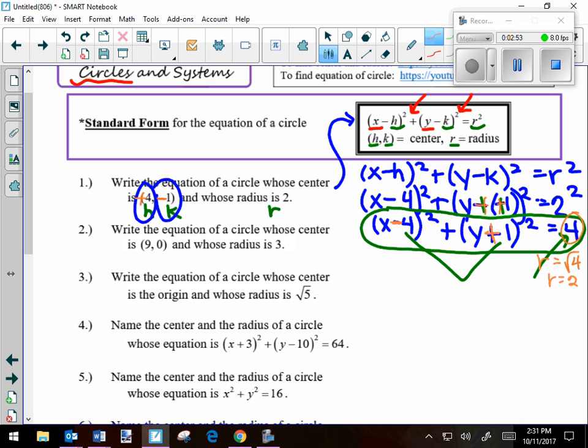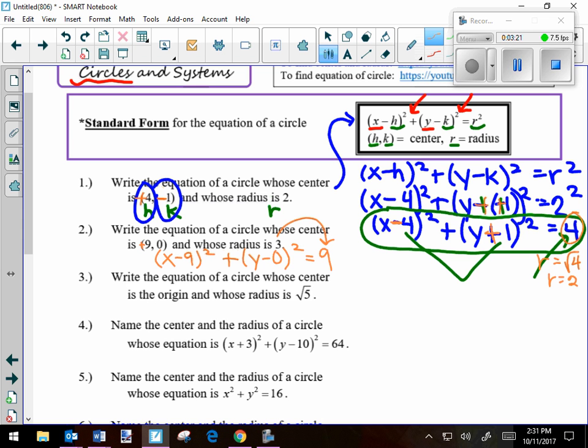So this pattern we just keep repeating again and again. For question number 2, in parentheses, x, this is positive 9, I'm going to put a minus, plus, and notice I'm following the same form, y minus 0 squared equals, and this 3 gets squared, giving me 9. I literally am just dumping into that formula.